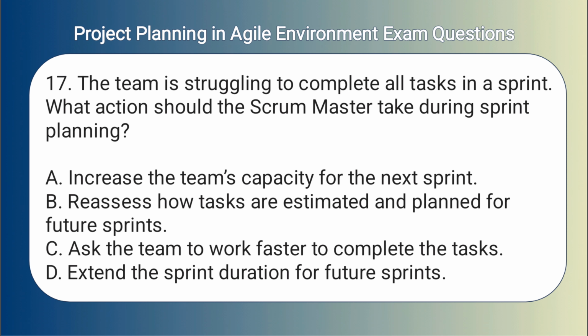17. The team is struggling to complete all tasks in a sprint. What action should the Scrum Master take during sprint planning? A. Increase the team's capacity for the next sprint. B. Reassess how tasks are estimated and planned for future sprints. C. Ask the team to work faster to complete the tasks. D. Extend the sprint duration for future sprints.